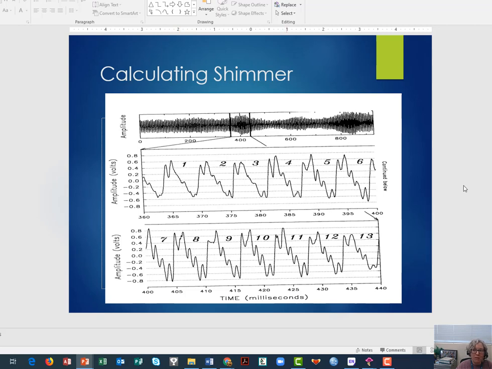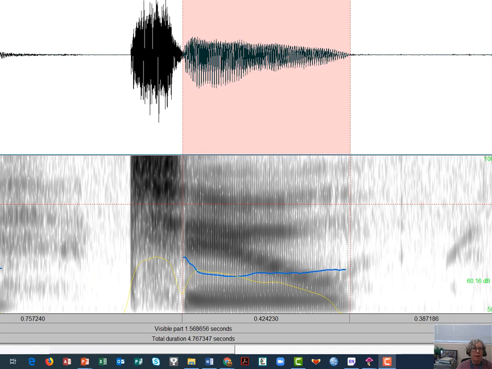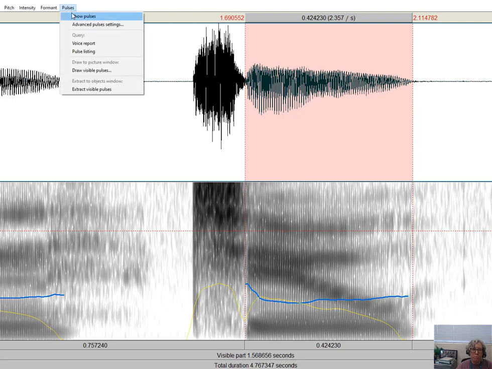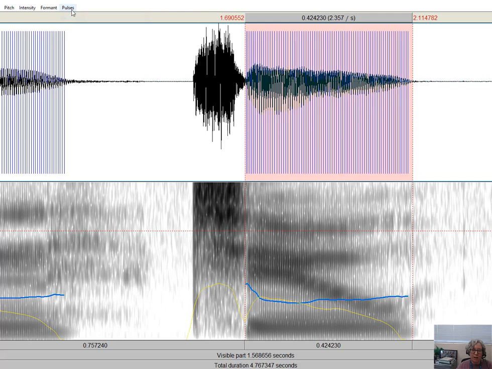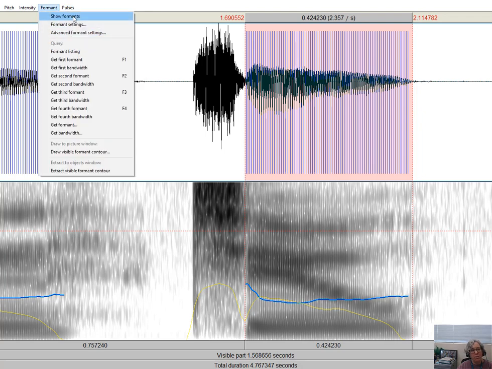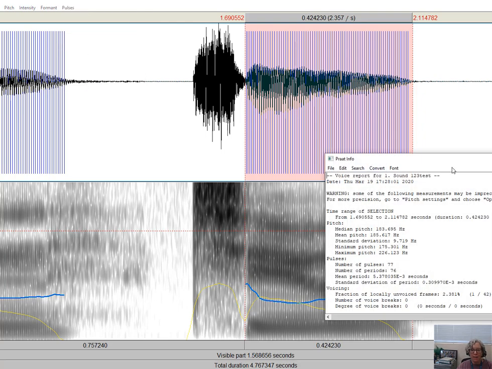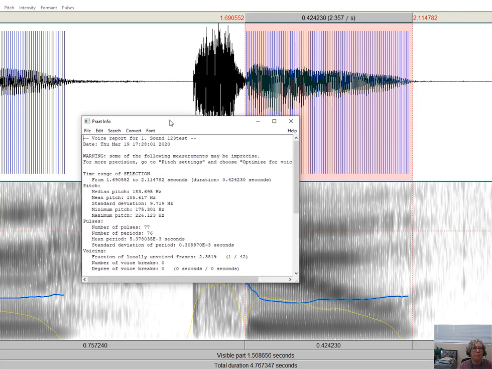So I'm going to now show you how we can get these calculations using our program Praat. So here we are. I have now selected out the vowel in "two." What I first need to do is have Praat show the pulses. When I do that, Praat now knows what to calculate. Then from pulses, I can ask Praat to generate the voice report, and in this voice report, I'm going to pull this over so you can see it.